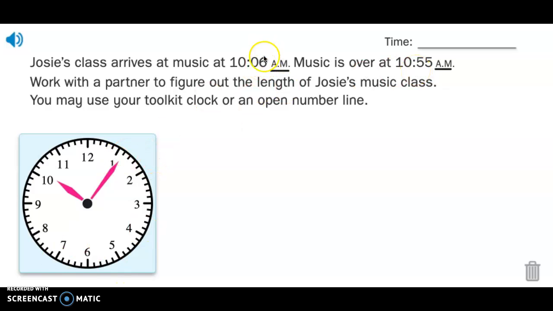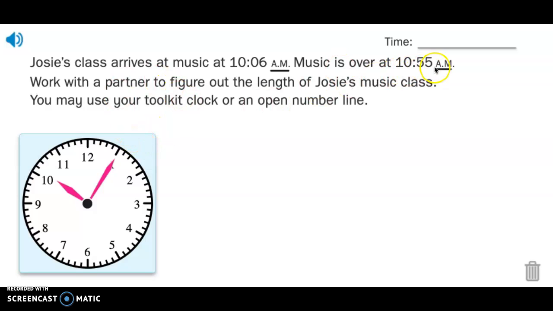Is 6 minutes our easiest number to start with? Probably not, right? We know that we can count by fives if it's on the exact hour. So let's just go ahead and move it back 1 minute. So we just made it 10:05. We gave them 1 extra minute of music class, right? If it started 1 minute earlier, that gives them 1 extra minute. So at the end, when we figure out our number, we'll just have to take away 1 minute.